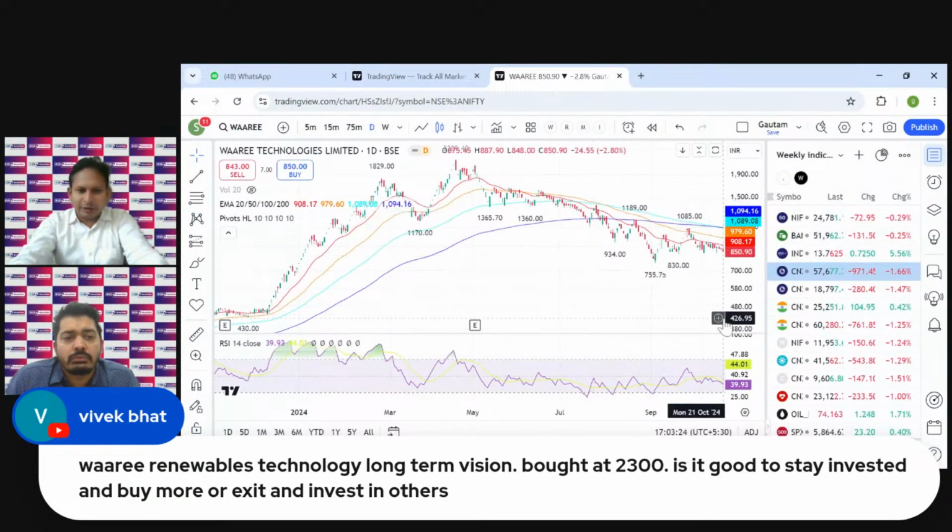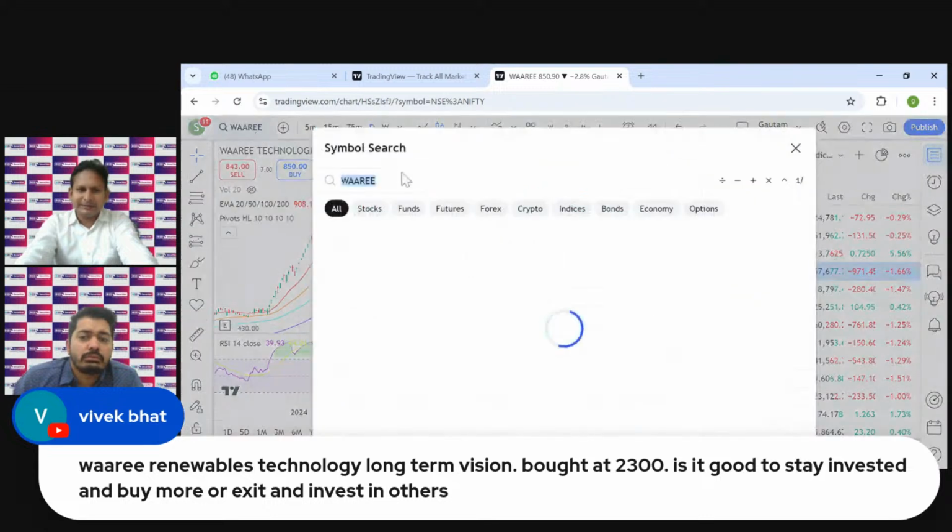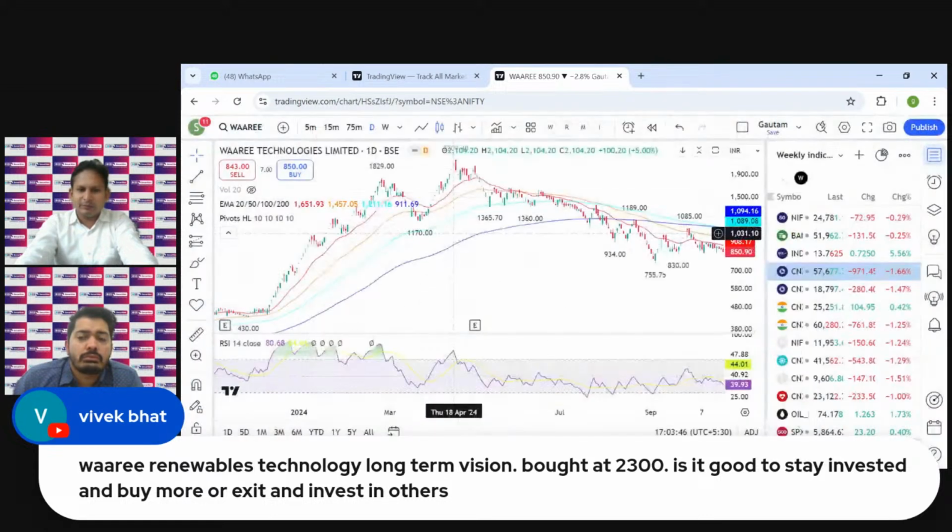Waaree Technologies Limited. Again, let me clarify, Waaree Technologies is trading at 848 rupees, and this is the company I am talking about. Again, it's a loss making company, and I would not recommend you to invest fresh money in Waaree Technologies, and it is better to exit on any rise in this company. So, Gautam, if you can share some technical levels also for Waaree Technologies.